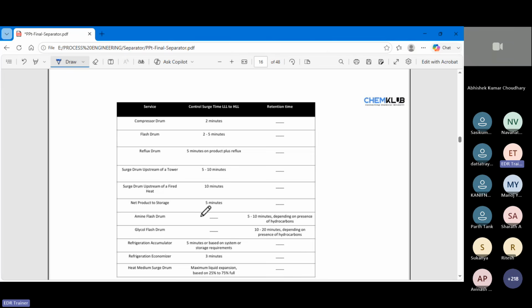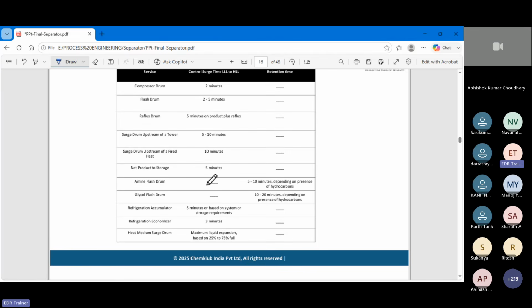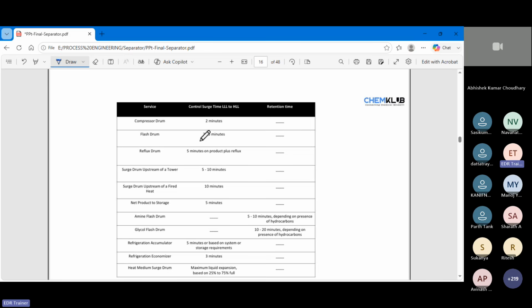Here is something that comes up when we are designing compressor drums and flash drums. These have a residence time from the low liquid level to the high liquid level, which we can call the surge time. Depending upon the type of separator, this is the vertical type separator. Here is the low liquid level, then the normal liquid level, then the high liquid level, and again a high liquid level. All of these should have residence times, and guidelines are available.